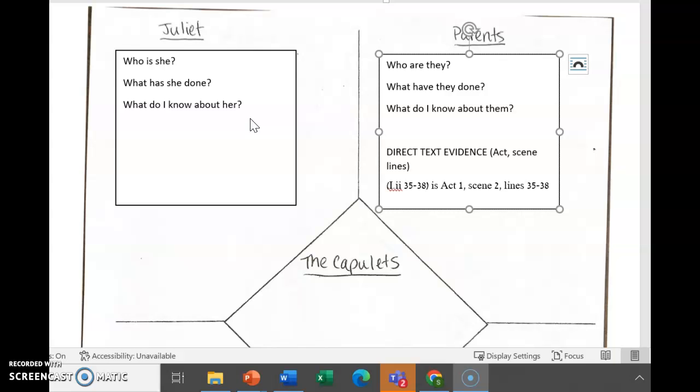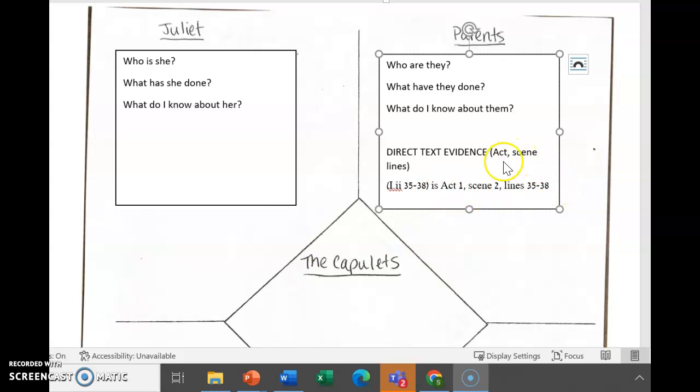What kind of person is she? What kind of personality does she have? And most importantly, perhaps, like we've been practicing all year, what text evidence do we have that supports this? You could summarize the text evidence, you could put a few lines, but the most important part, friends, is what act, scene, and line number does it come from?